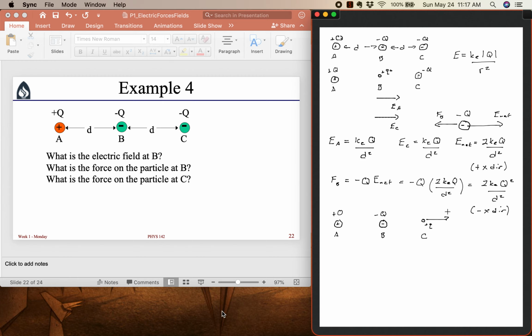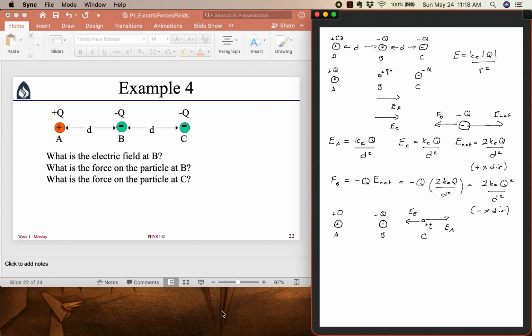So that means the electric field made by A is going to be to the right in the positive x direction. What about the charge at B? Well, the charge at B is negative. The test charge is positive. The test charge will be attracted to the charge at B, and so the electric field made by charge B is going to be in the opposite direction. So it's going to be in the minus x direction.